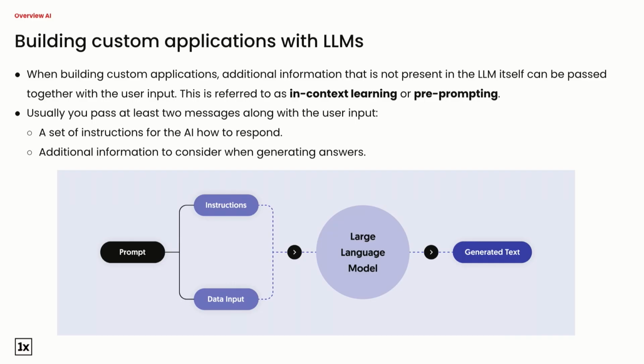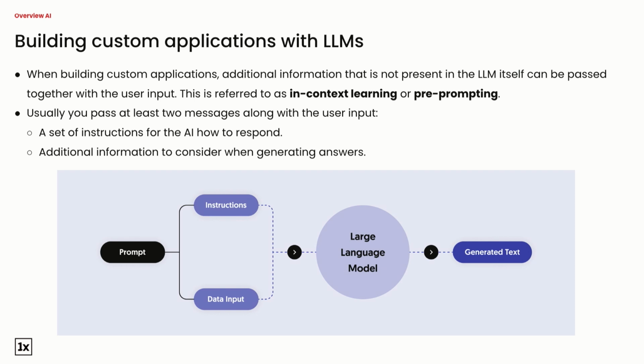Okay, so when you build custom applications, you usually pass additional information along with your prompt. This is called in-context learning or pre-prompting or priming. There are tons of names for this, and it all works in the same way. Here you see the prompt, that's the question being asked to the model. But firstly, you pass instructions along telling the model how you want it to answer. And secondly, you pass data along to the model that the model doesn't know. That's all there is to it.